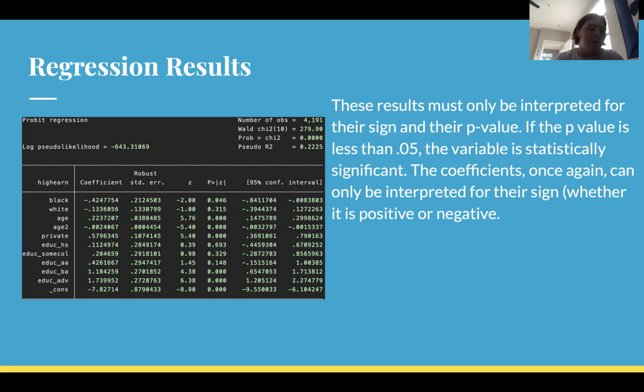And the coefficient, once again, you cannot actually interpret this number right here. I don't know if the arrow is actually showing, but you can't interpret the negative 0.424 due to the fact that it's within the normal distribution function. So just looking at the first couple, being black is associated with a decrease in the odds of being a high earner. Being white also has it, but as you can see by the p-value, it is not statistically significant. If you keep going, we have age and age squared, which we know to be significant, and that's why we have age squared, because it has a 0 p-value, which is less than 0.05.